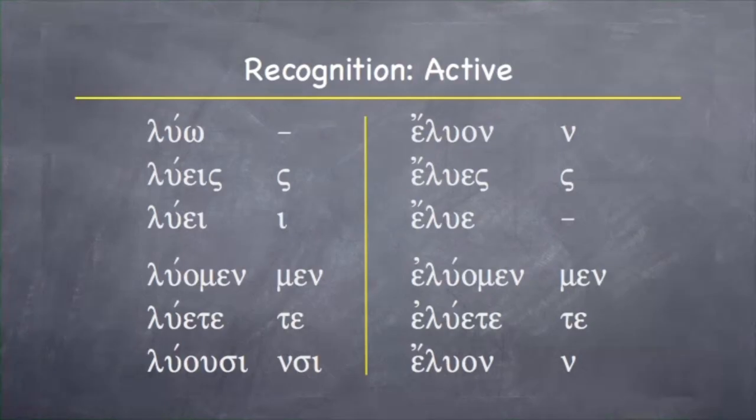In the third person singular, in the primary, the ending is iota. It's nothing in the secondary. In the plural, in the first and second person, they're identical. And again, when you see a men and a te, you need to go see if there's an augment so you can tell whether it's primary or secondary. And in the third person plural, you have nc in the primary and a simple nu in the secondary. So make sure you spend some time looking at that chart and trying to find out what forms may or may not give you some problems.